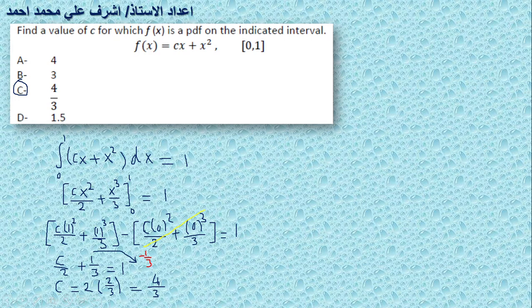Substitute by 1, we'll get c over 2 plus 1 over 3. This bracket equals 0, equals 1. So we'll solve for c. The 1 over 3 became negative 1 over 3. So c over 2 equals 2 over 3, since 1 minus 1 over 3 equals 2 over 3. We'll multiply by 2, so we get c equals 2 times 2 over 3 equals 4 over 3. So the correct choice is C. Next.